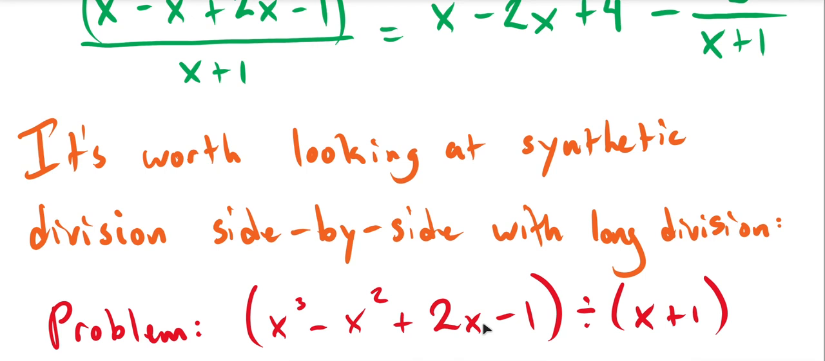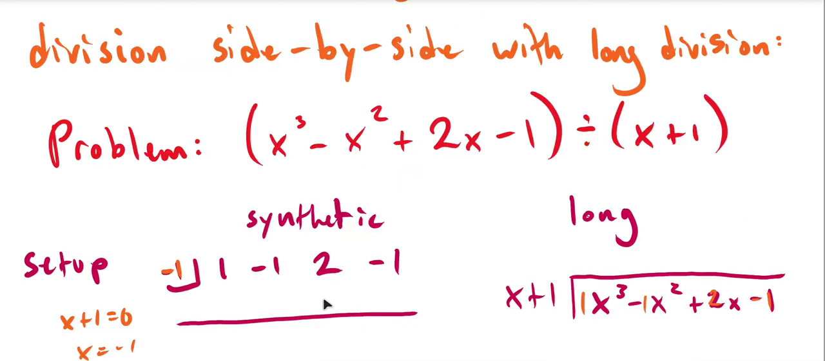Now, it's worth taking that same problem and looking at how that would look side by side with long division, just so we could see that really the same stuff is going on. There's a setup. We put this kind of setup for synthetic. We would do this kind of setup for long division. Notice that x plus 1 goes out front, while the root of x plus 1 goes here in synthetic division, and these coefficients in long division are here in synthetic division.